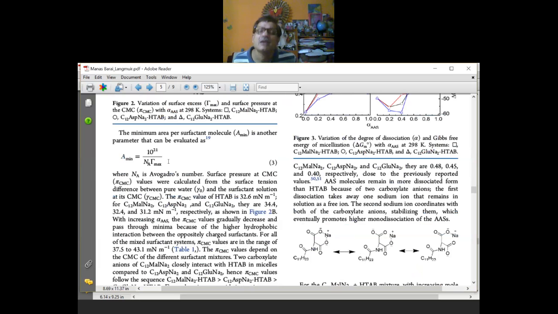by NA. 10 to the power 8, 21, multiplied just to convert it into meter per mole square. Otherwise, basically, A minimum is equal to 1 by Avogadro number into 1 by the surface excess. So if you can determine the surface excess, you can determine the A minimum value. Clear? Now, we have already seen how to calculate the free energy of micellization.